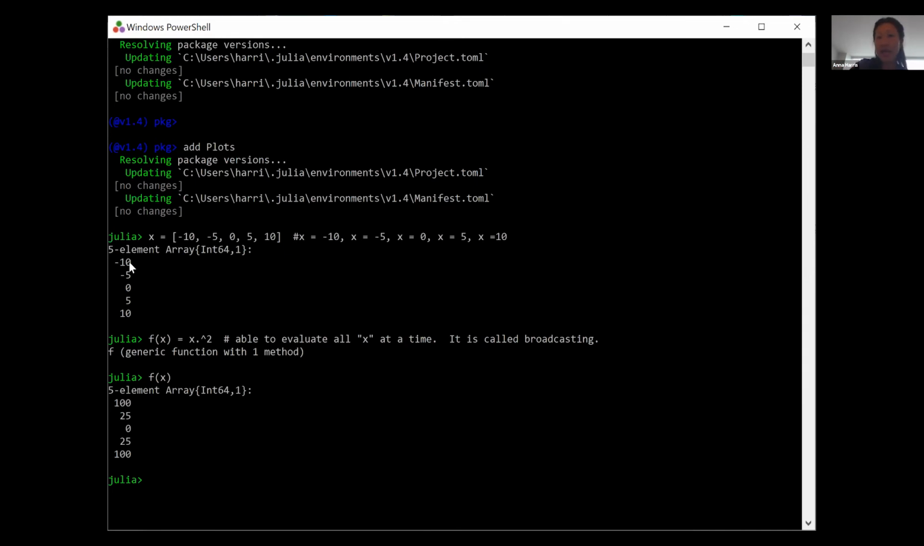That means negative 10 squared is equal to what? 100. Negative 5 squared is equal to what? 25. 0 squared is equal to 0. 5 squared equals 25. 10 squared equals 100. Did you see that? That's what I just did.